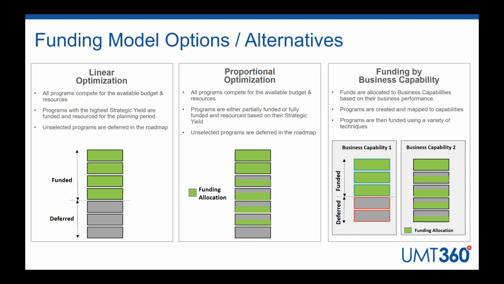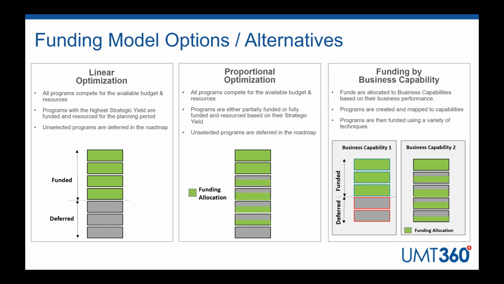The next is more of a proportional optimization, where you are funding a portion of all the programs, as you see here. In fact, one of them has been deferred. You're really looking at the investment level for each of the programs versus just including a program fully or not including it at all. The other funding alternative is really around business capabilities. You can actually allocate funds to business capabilities themselves, and then use either of those techniques to select the programs that relate to each of the business capabilities.